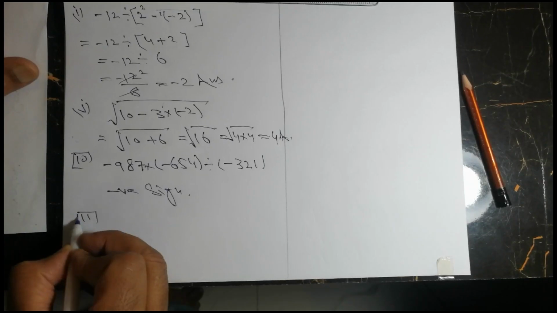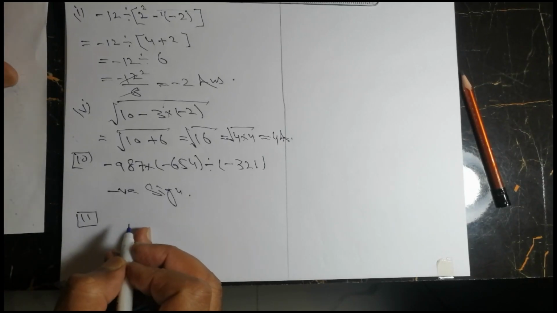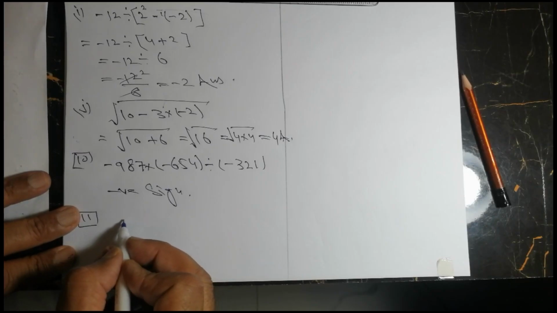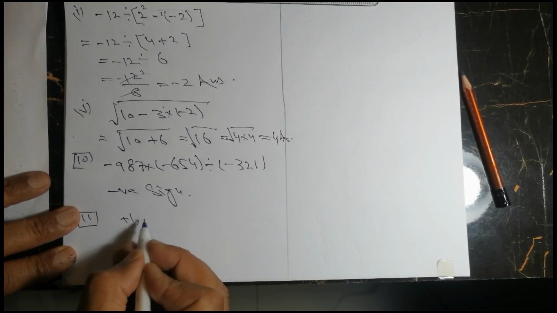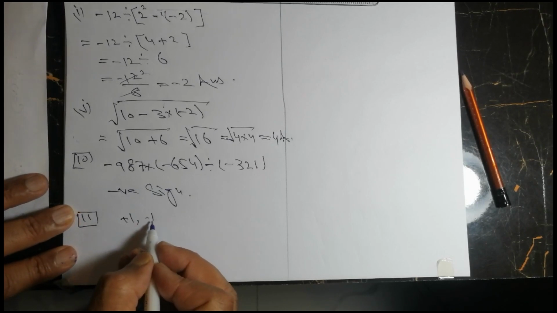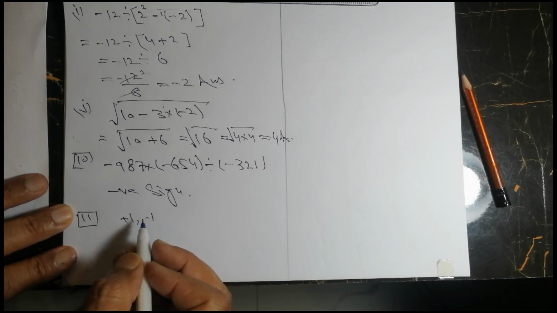Question 11. Write down a positive and a negative factor of 0. So we can write plus 1 and minus 1. 0 by 1 equal to 0, 0 by minus 1 equal to 0. So these are two divisors of 0.